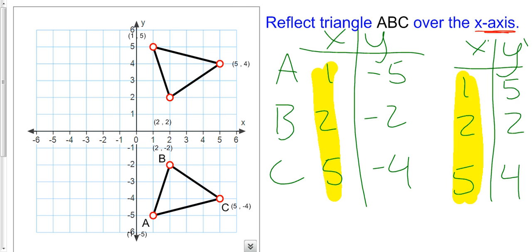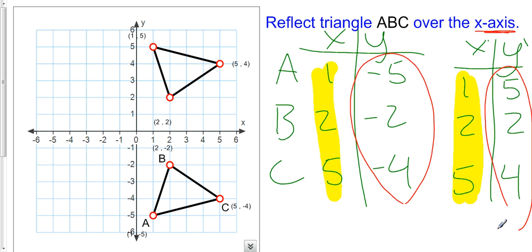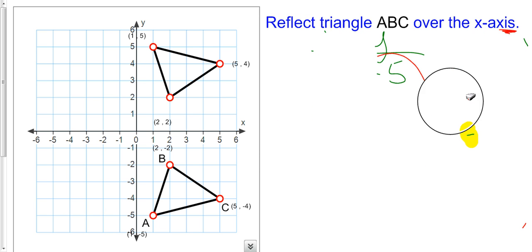It's the y values that have changed. So what's happening to the y values? Well, these started off as negative and then they became positive. So another way to do these reflections, if I'm reflecting over the x-axis, is to keep my x values the same and negate my y values. And I can create a table and then plot the points from the table. So let's maybe try an example like that. And what I'll do is I'll move this shape around.